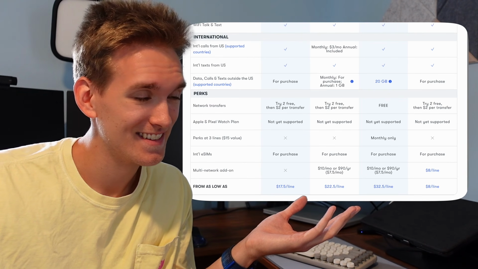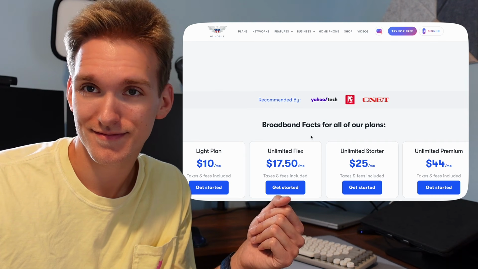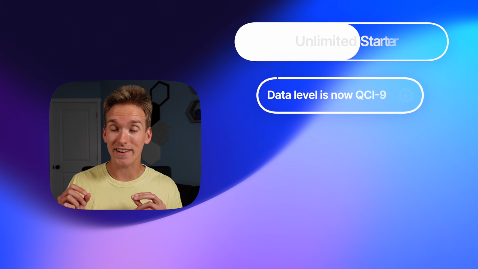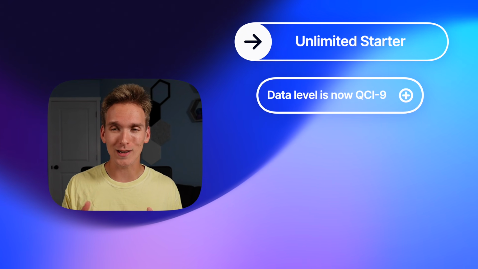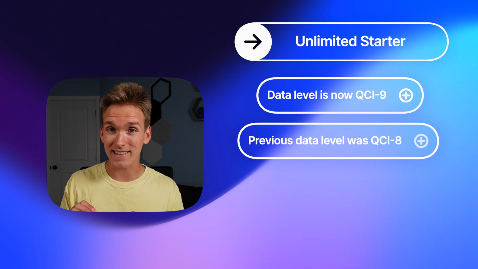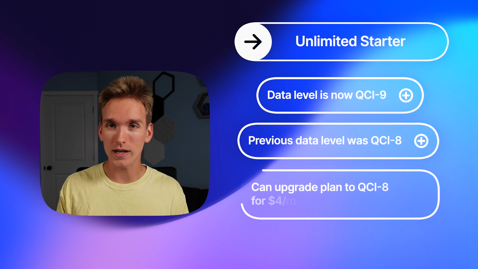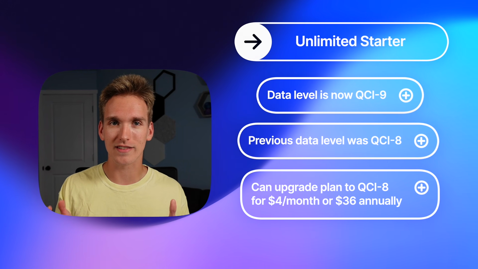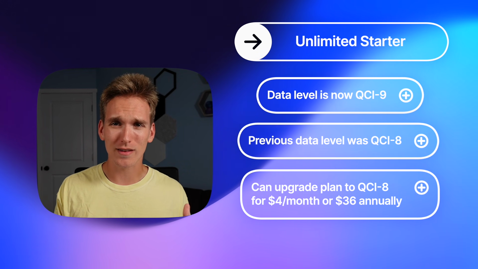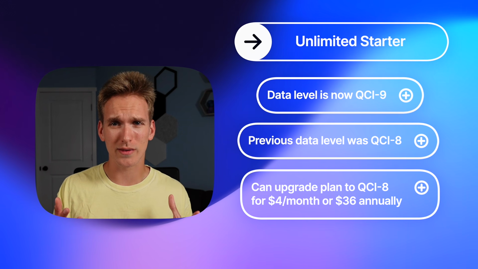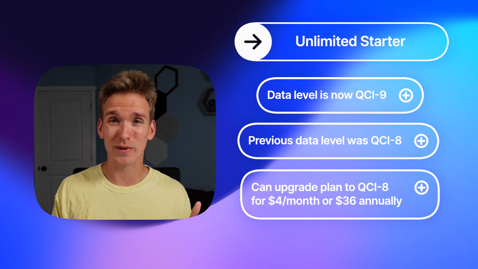So why am I telling you all this? Well, with this new US Mobile plan structure update, customers on Unlimited Starter using the Warp network will come with QCI 9, whereas before the default was QCI 8, meaning before you were on a higher priority by default. You will be able to upgrade your plan to QCI 8 for $4 per month or $36 annually. But before, this was included in the price of the plan. Now it costs a little bit extra.